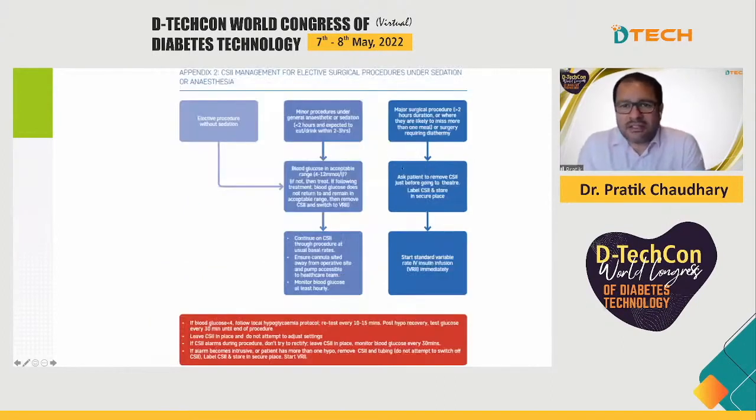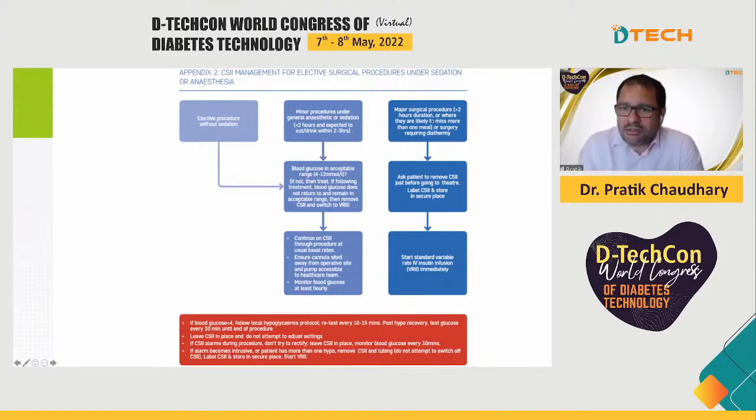Now, a lot of patients with diabetes have elective procedures. If someone's on a pump for a minor procedure of less than 2 hours, then generally the patient can make sure the glucose is in range before the procedure, and then just keep things going.